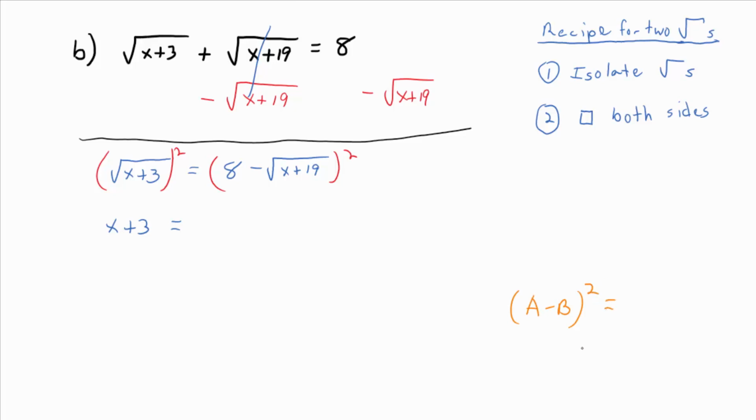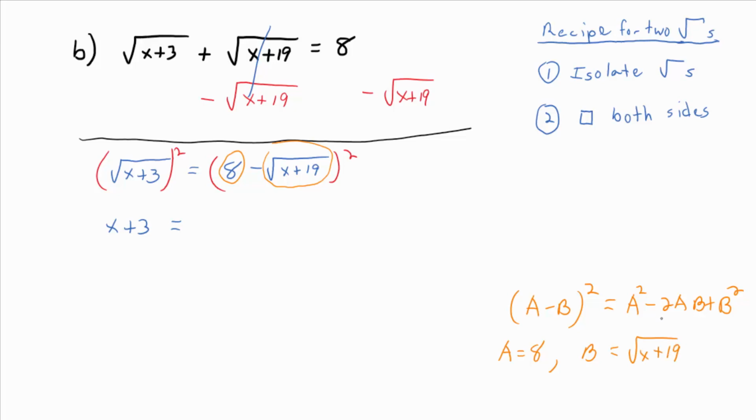On the left side, what's acting like a? 8. No, you're thinking of the wrong thing. So a minus b quantity squared, what's acting like the a? It's the 8. What's acting like the b? It's the entire square root of x plus 19. Okay? And so this formula, remember, says that a minus b quantity squared is a squared minus 2ab plus b squared. And I'll write it down. In this case, a is 8 and b is the square root of x plus 19.